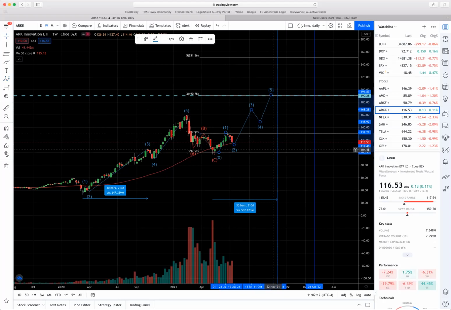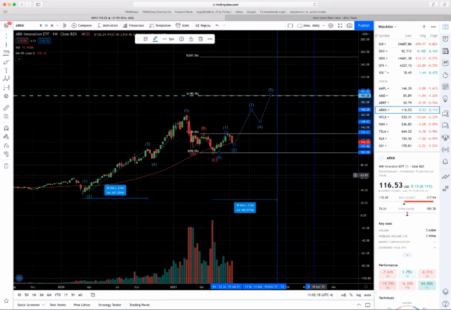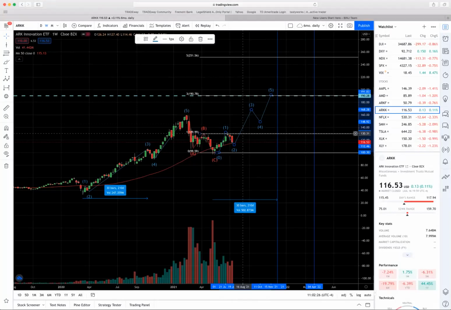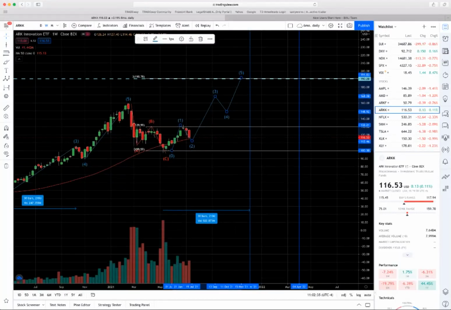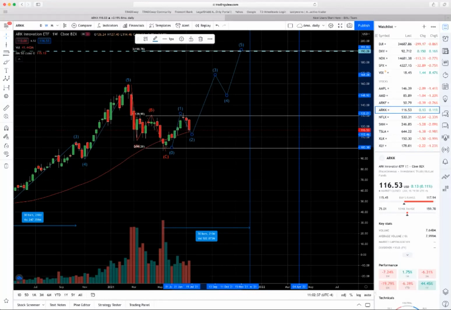So either way it goes, I feel like we're going to get to that target. I'm giving you more time to do so because of the conditions of the market. And that means this 5-wave impulse just draws out a little bit longer. But this, again, is still very doable.